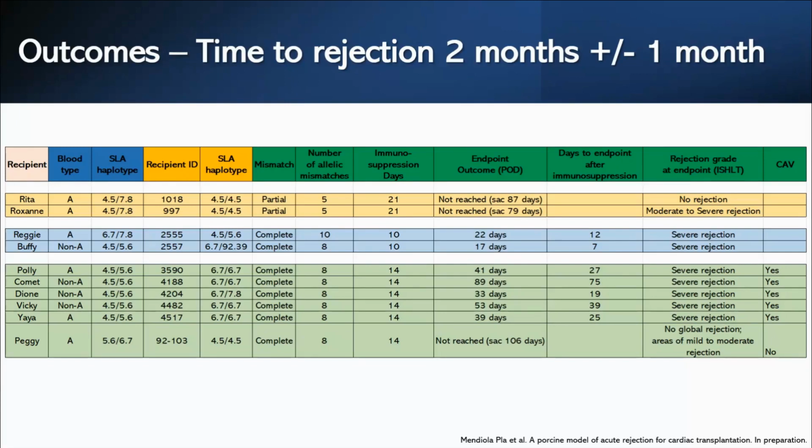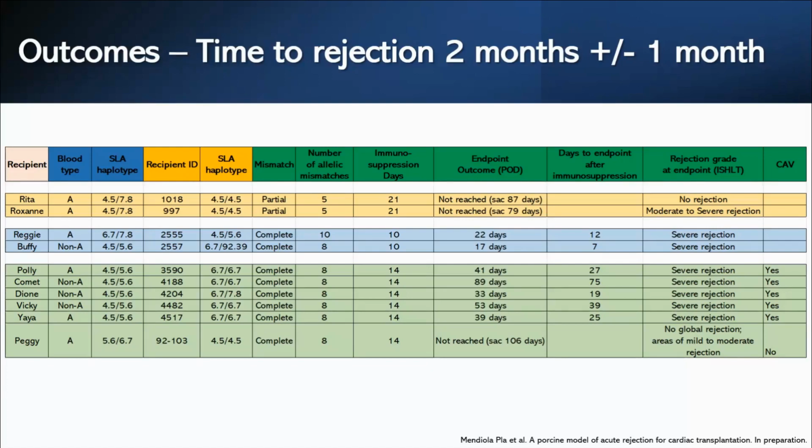And so our second iteration was much more aggressive. We went to a complete SLA mismatch, and we also used an immunosuppressive regimen that was much more aggressive, of only 10 days. And what we saw in these two sets of animals was that we reached the endpoint very quickly, within 17 and 22 days. And we saw a very severe rejection phenotype.